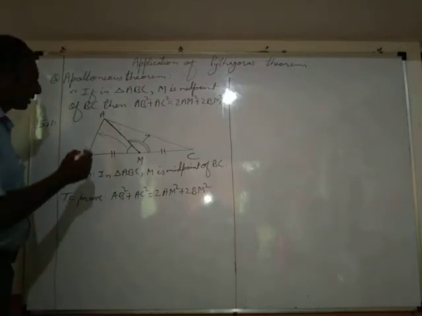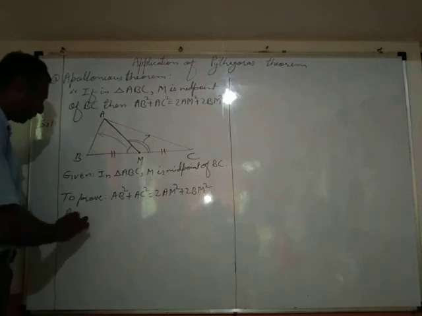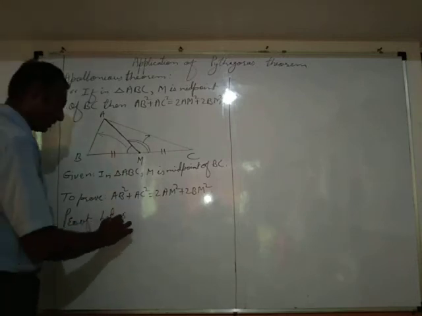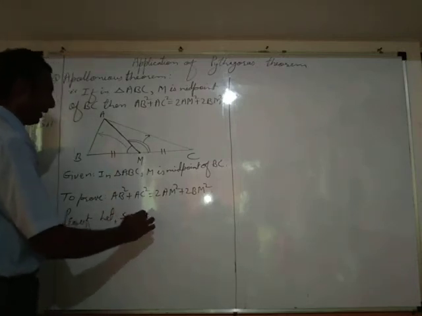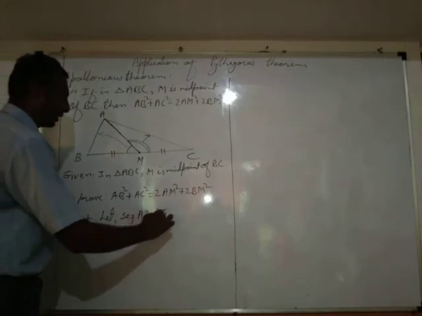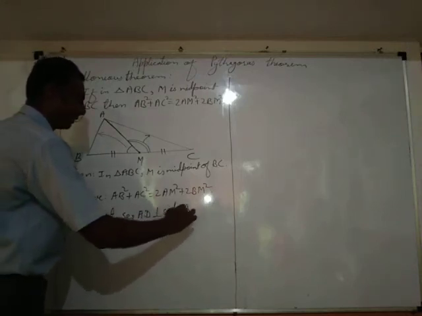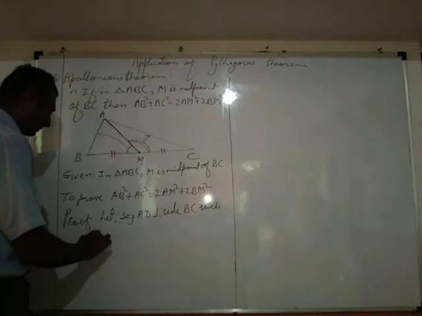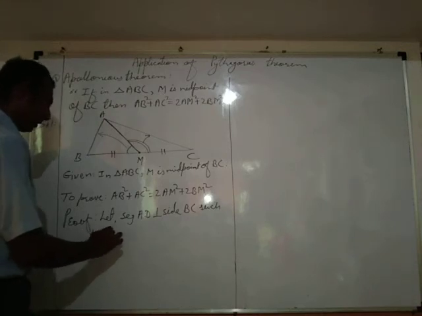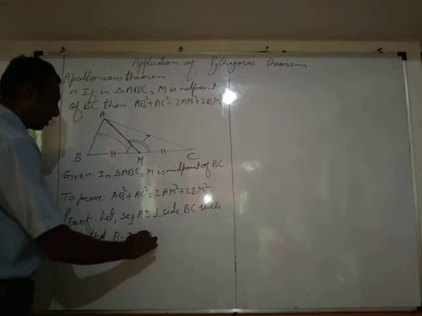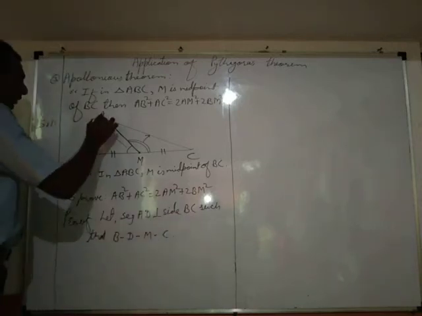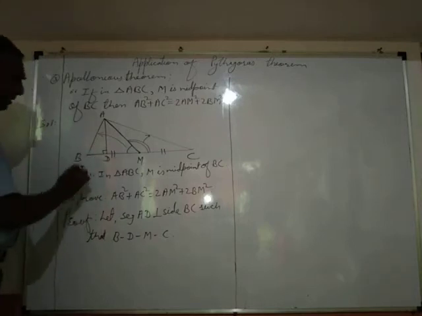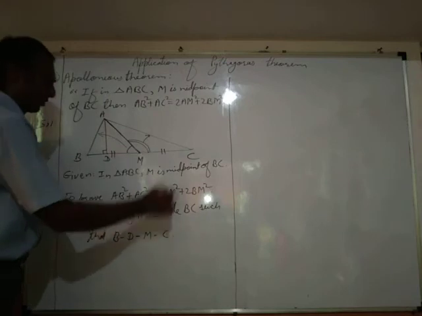Okay, now for that let's mention in the proof. Let seg AD perpendicular to side BC such that B-D-M-C. Okay, AD perpendicular BC such that B-D-M-C.